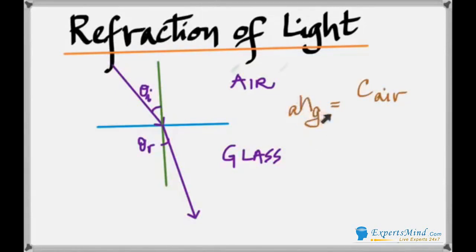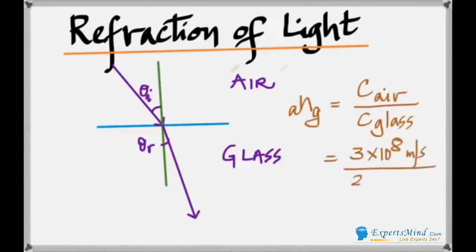Refractive index of glass with respect to, that means compared to, air. Didn't I tell you that it's defined as the speed of light in air divided by the speed in glass? I gave you the numbers too: 3 times 10 to the 8 meters per second divided by 2 times 10 to the 8 meters per second. So you get 1.5. Refractive index does not have any unit because it's just a ratio.